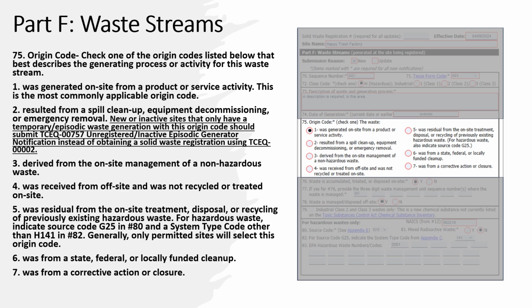Number 75, Origin Code. Check one of the origin codes listed below that best describes the generating process or activity for this waste stream. Number 1 was generated on-site from a product or service activity. This is the most commonly applicable origin code. Number 2 resulted from spill cleanup, equipment decommissioning, or emergency removal. New or inactive sites that only need temporary waste generation with this origin code should submit the unregistered inactive episodic generator notification instead of obtaining a solid waste registration.